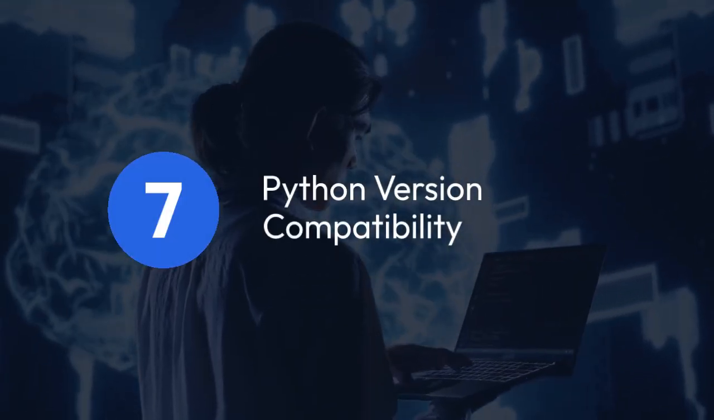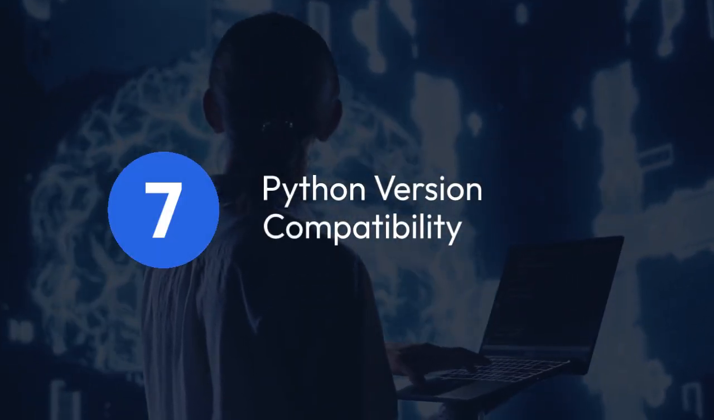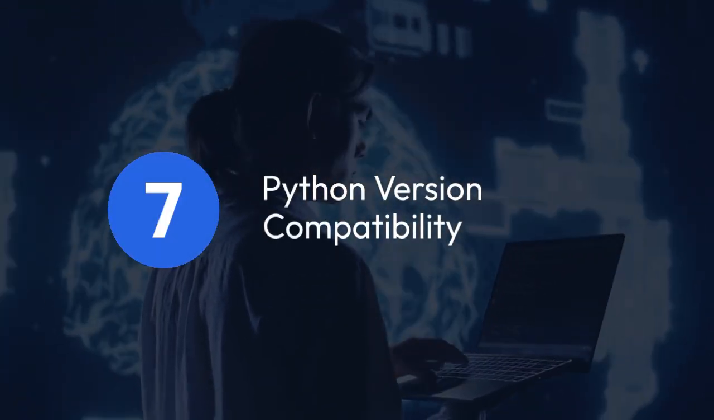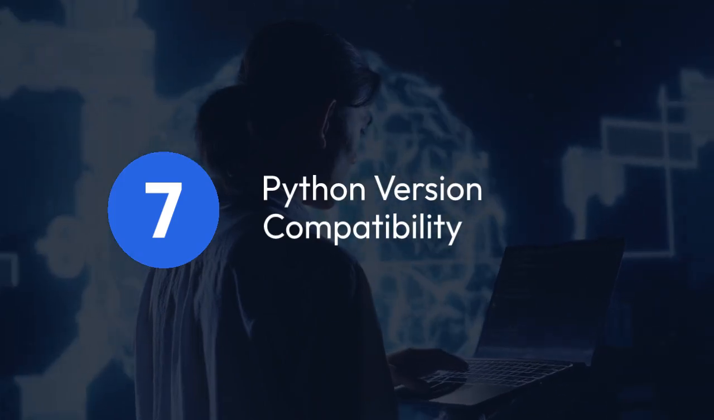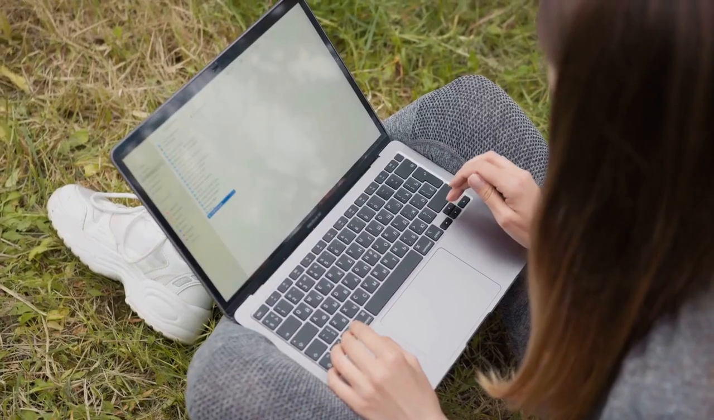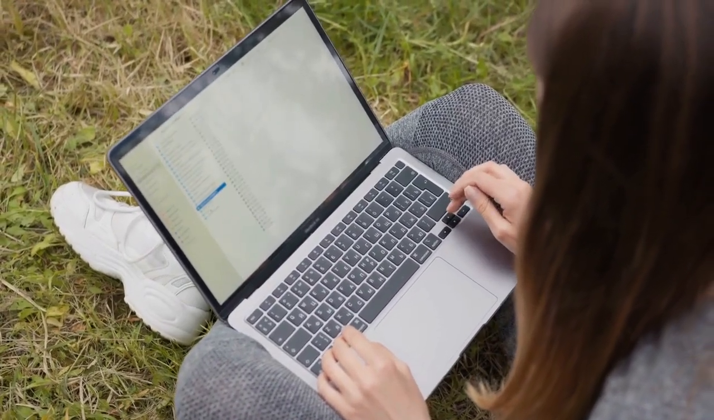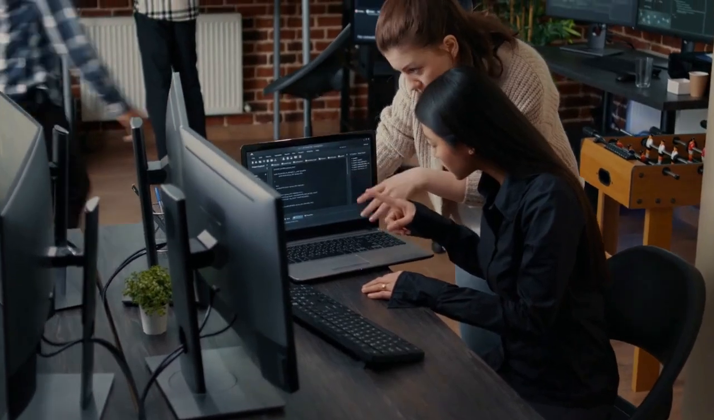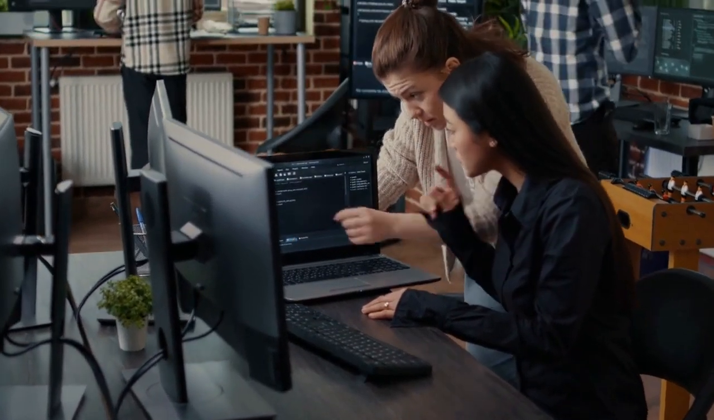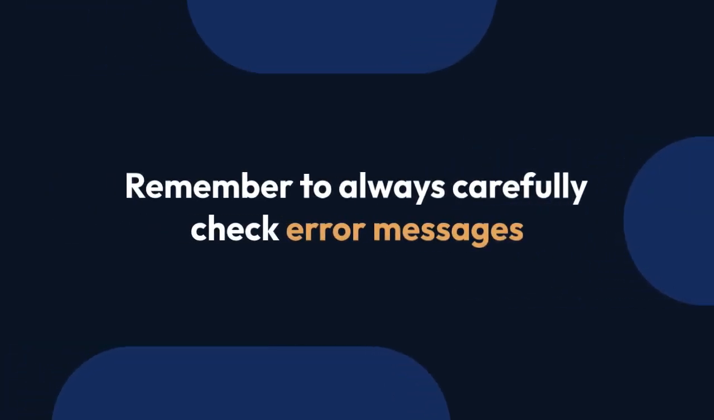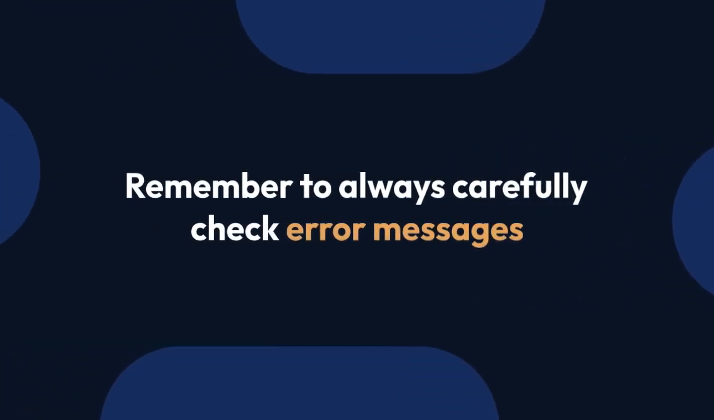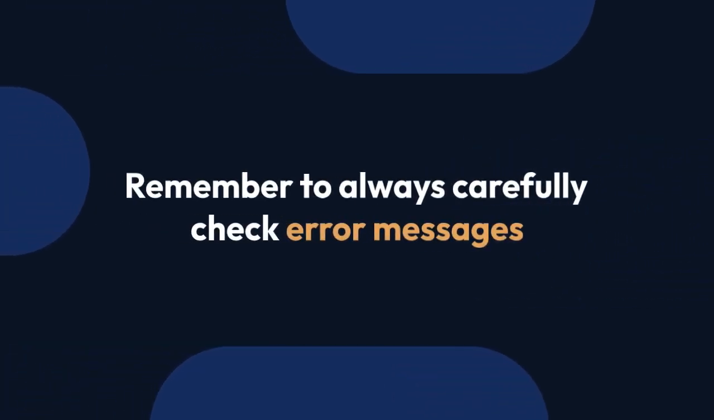7. Python version compatibility. Ensure that your PyInstaller version is compatible with the Python version you are using. If you're unsure, use the latest PyInstaller version, making sure to install it into the same Python environment where your script resides. Remember to always carefully check error messages. These usually contain valuable clues about what went wrong.